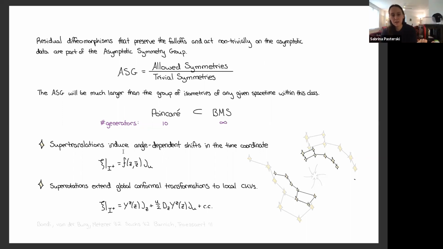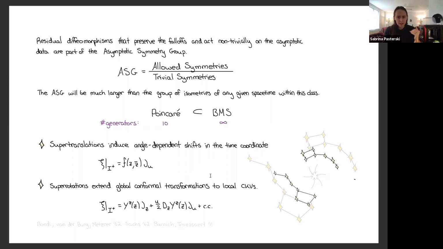What BMS considered were these supertranslations: if I look at the night sky and at every direction on it, I'm allowed to independently translate those generators. Right now I've written the restriction to the large r limit just because it's simpler to write down and to intuit what it's doing on this boundary. But there are also subleading corrections here.